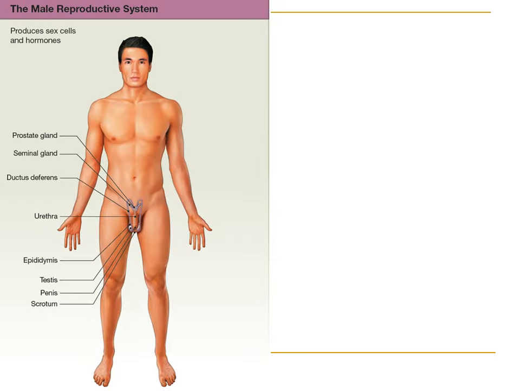And the next one is the reproductive system. This reproductive system is the least important system for the survival of the human being. We do not need the reproductive system for our survival, but it is a very important system for the continuation of our generation.